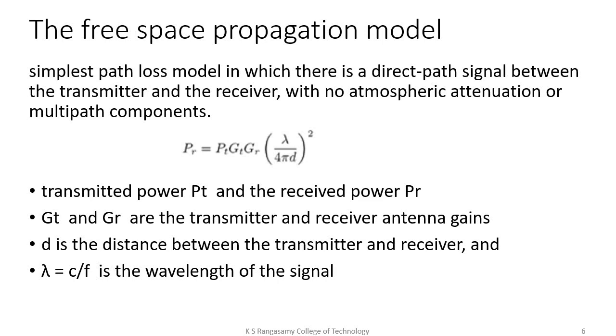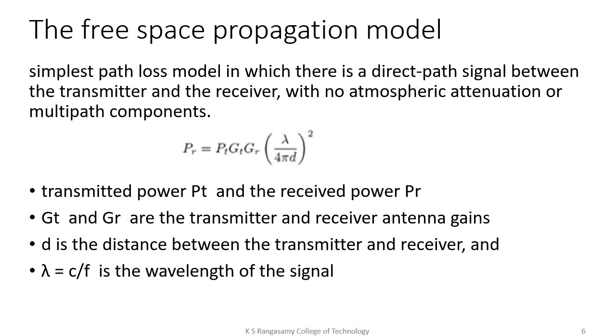The first one is the free space propagation model. The free space propagation model is the simplest path loss model, in which there is a direct path between the transmitter and receiver. We have already seen the direct path and multipath. Direct path is the direct connection between transmitter and receiver. Multipath means the signal may be refracted or diffracted from obstructions or buildings. The free space propagation model is the direct path signal between the transmitter and receiver with no atmospheric attenuation or multipath component.